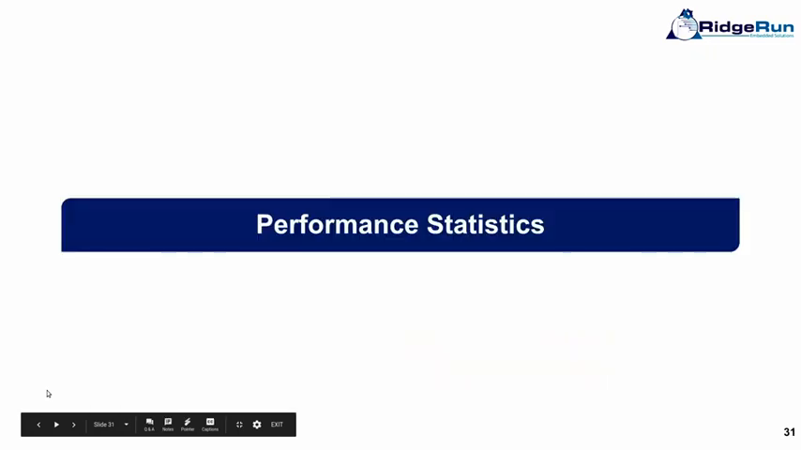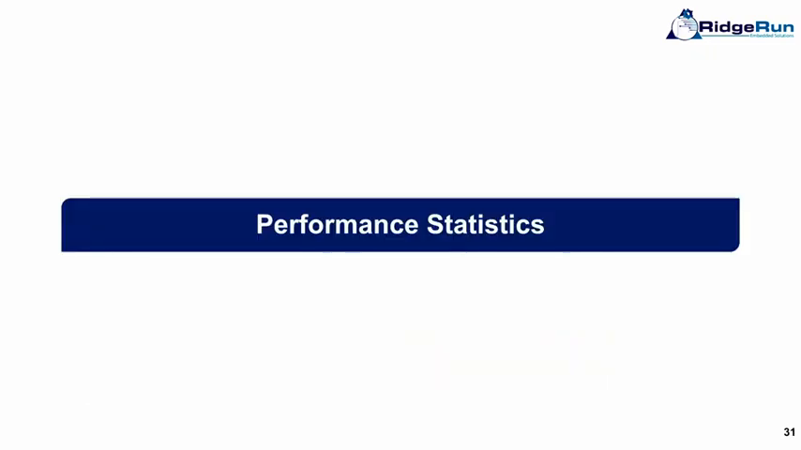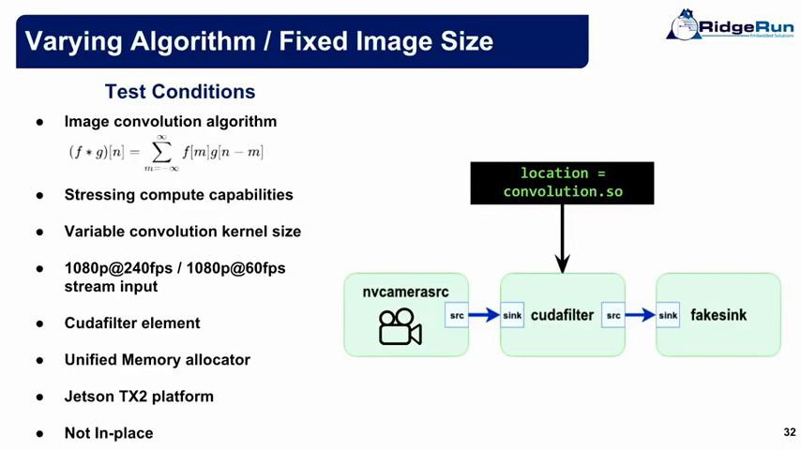I will leave the control to Michael to show you some performance statistics. Thank you. So we first wanted to test our GstCUDA with a fixed image size but a varying algorithm. The reason for this is to stress compute capabilities and not data throughput. So for that, we tested a simple convolution. For those who are not familiar with it, the convolution is the cornerstone algorithm for image processing. Many, if not all, of the filters can be implemented using the convolution.